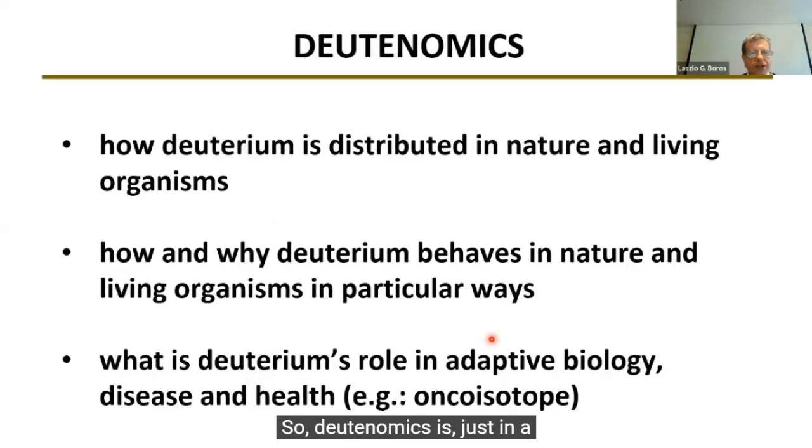Deuteronomics, just in a nutshell, is how deuterium is distributed in nature and in living organisms, and more importantly, how and why deuterium behaves in nature and living organisms in particular ways. And this is, I think, the most important mission of Deuteronomics: to clarify the role of this particular isotope in biology, and what is deuterium's role in adaptive biology, disease, and health. For example, oncoisotope was a long-time narrative, and now it is becoming, from the regulatory point of view, cell cycle regulation, a very important topic.